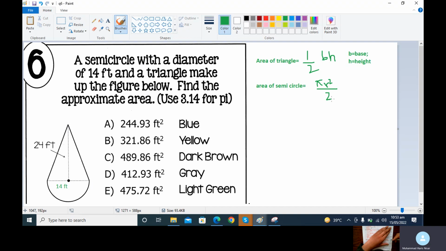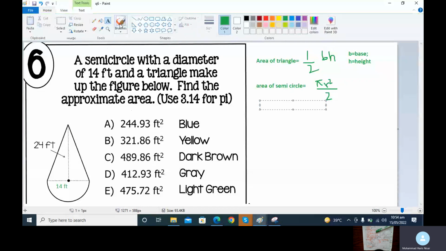Circle is pi r square, and a semicircle is obviously half of the complete circle, so just divide it by 2. This is the formula for the area of a semicircle: pi r square by 2. Now we need the values of pi and r. Pi is mentioned here as 3.14, you can see it written in the bracket.